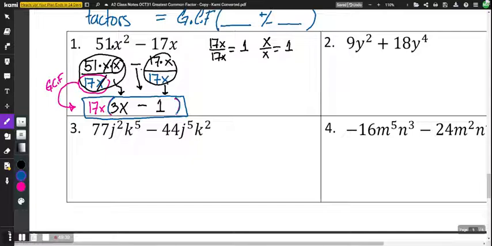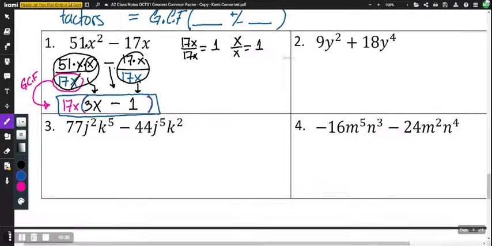Okay, let's take a look at the next example. I've got 9y squared plus 18y to the fourth. I want to do the same thing. I want to find the greatest common factor that goes into both of these terms evenly. So looking at 9 and looking at 18, I know that I can divide both by 9.